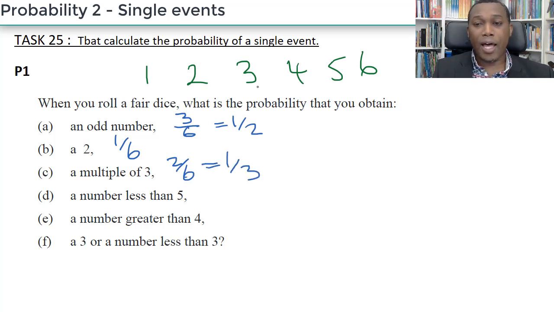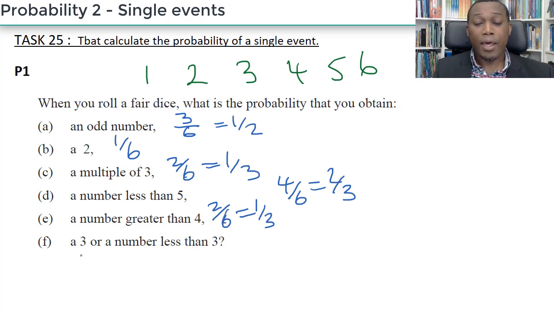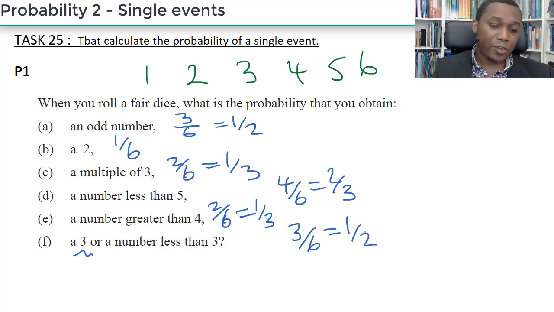A number less than 5, there's 4 of them. So for D, 4 on 6, which will give you 2/3 when you simplify. A number greater than 4, there's 2 of them, so 2 on 6, which will give you a third. And then finally, a 3 or a number less than 3. Rather interesting language. There's 3 on 6, which will give you a half as your final answer.